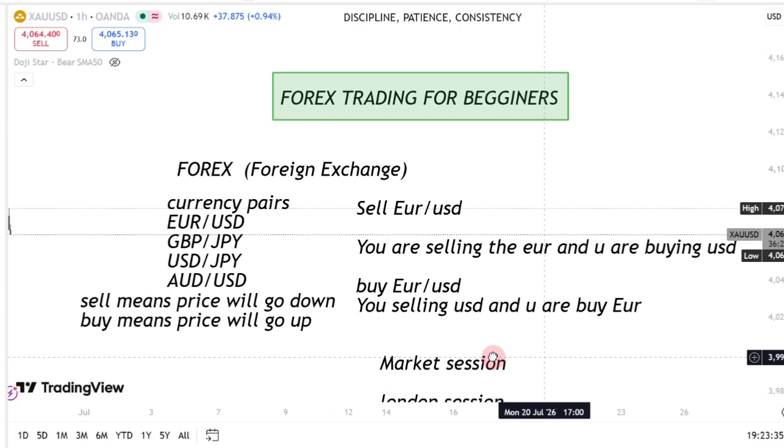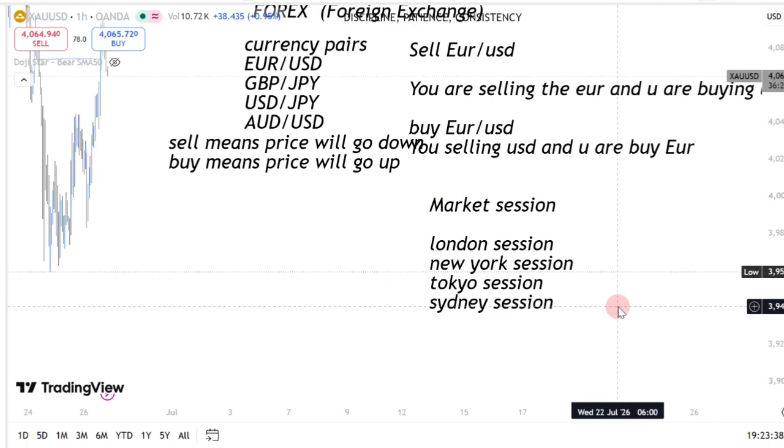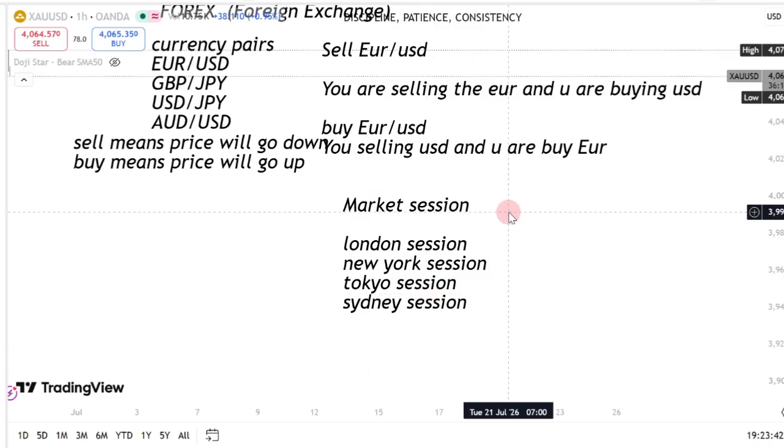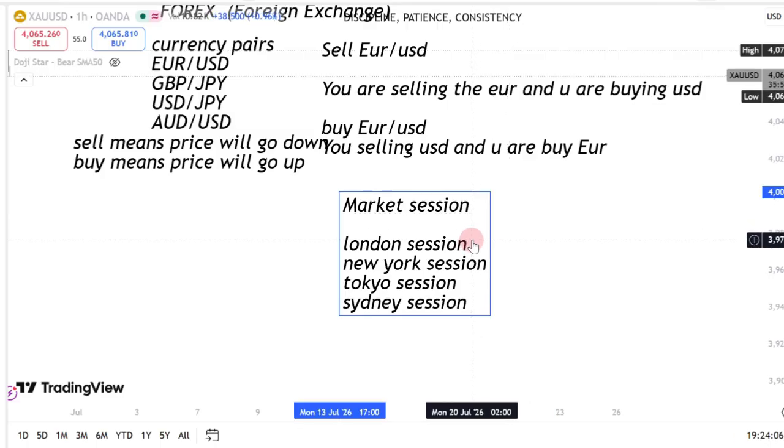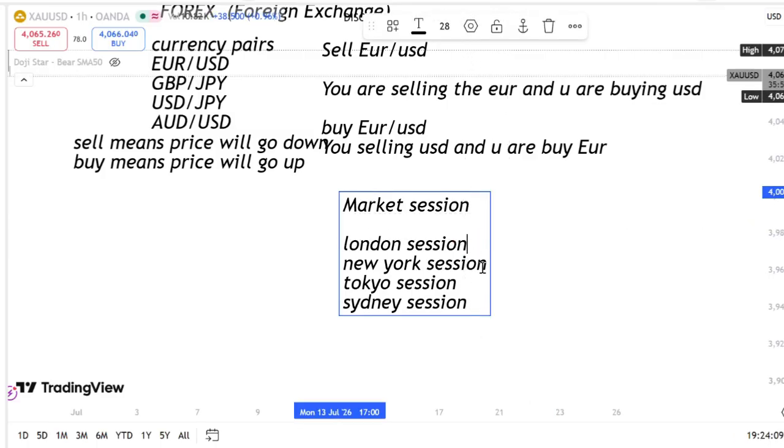These are the market sessions that we have in the forex market. These are some of them. So you have the London session, the Tokyo session, the New York session, and the Sydney session. So when we talk about the London session, the London session opens at 7 p.m. Okay, let's do this.